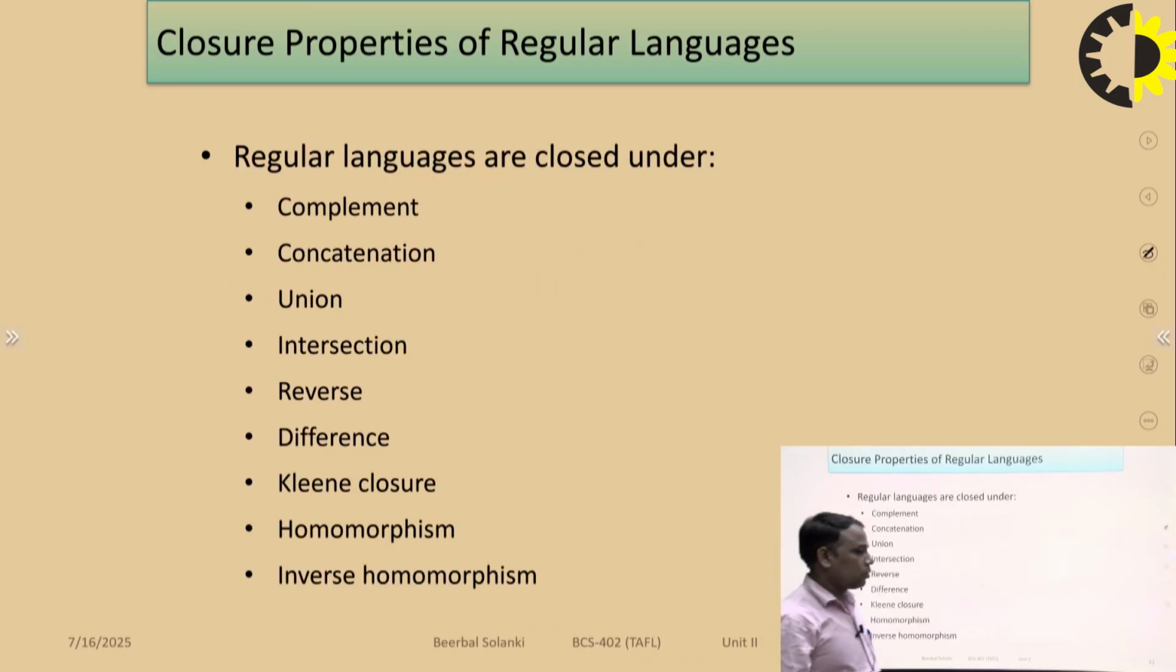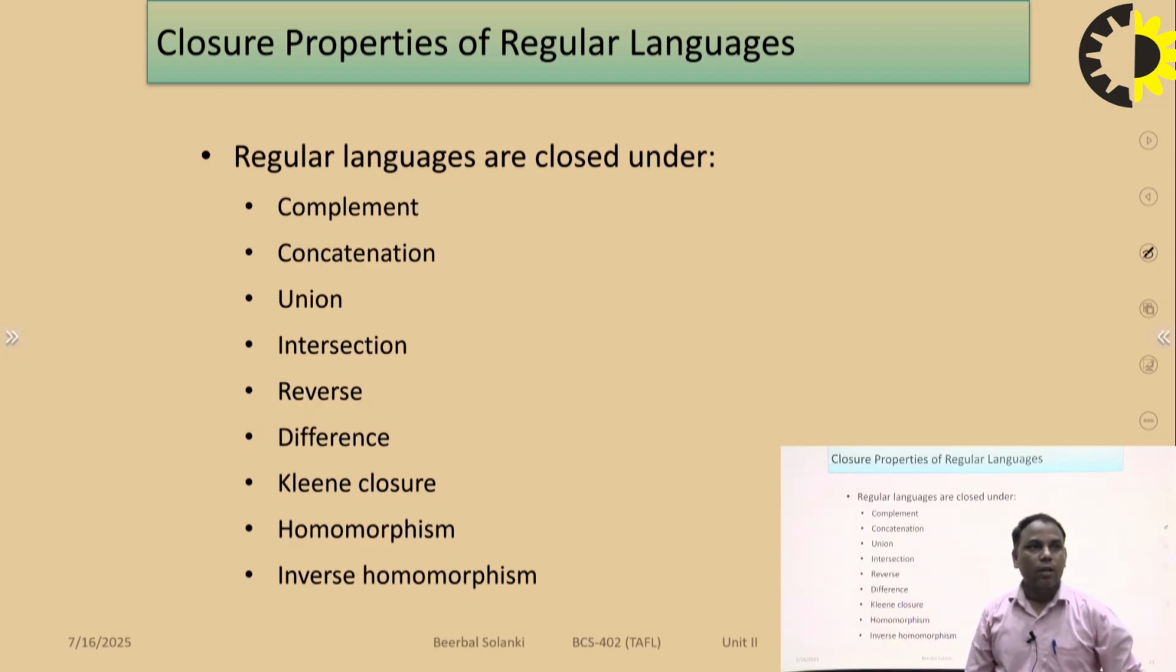Now the other topic that we discuss here is the closure property of the regular language. The regular languages are closed under: first, complement; second, concatenation; third, union; fourth, intersection; fifth, difference; sixth, reverse; and Kleene closure, homomorphism, and inverse homomorphism. This is under the closed regular expression.